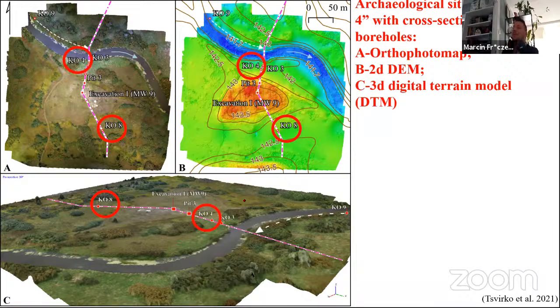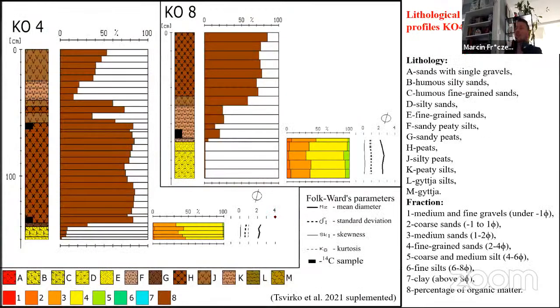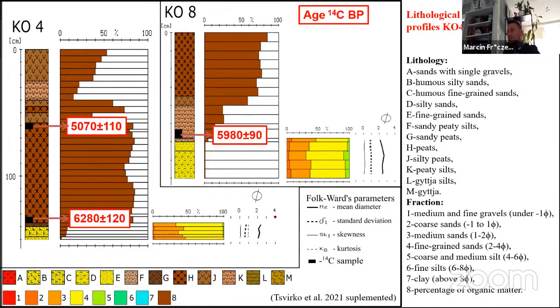It's in the close vicinity of the present-day Jasielda River. And when we have a look at the lithological diagram from those profiles, we can say that the accumulation of organic sediments in Kakoryca Ocean is on the southern part, in the depression in this sandy elevation, and this date gives us something about 6,000 years.